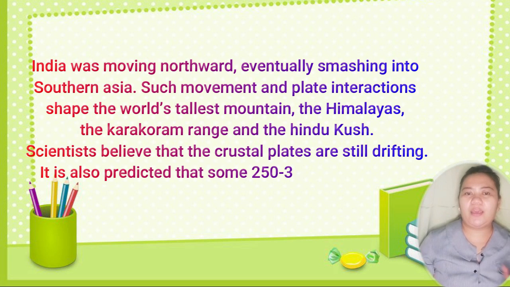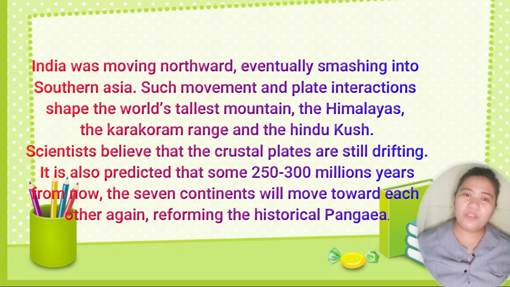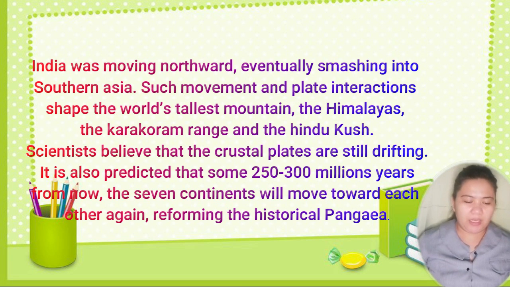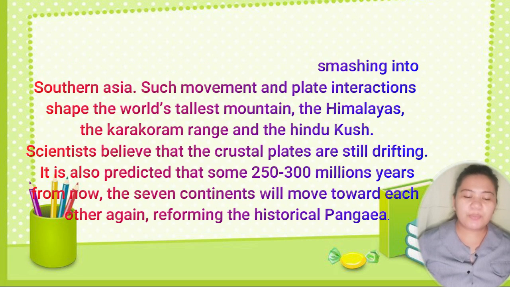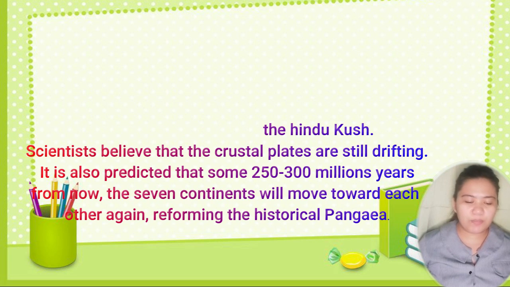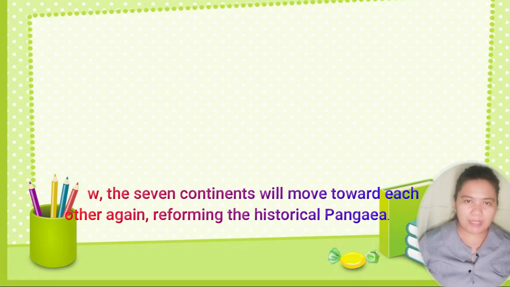This is actually what I discussed during the mountain range discussion, the formation of the Himalayas mountain range, the Karakoram range and the Hindu Kush. Remember, these three mountain ranges were near to one another. Scientists believe that the crustal plates are still drifting. It is also predicted that some 250 to 300 million years from now, the seven continents will move towards each other, again reforming the historical Pangaea.